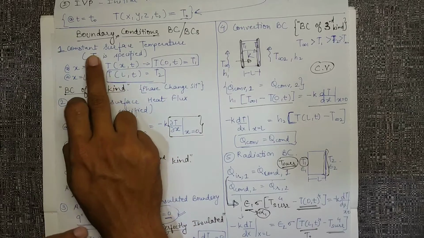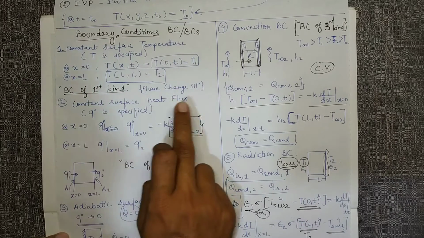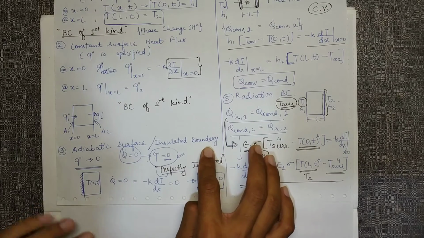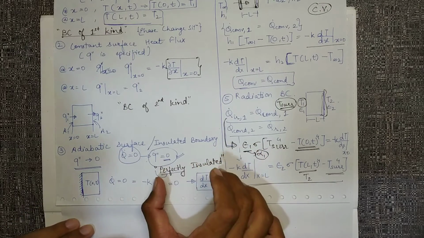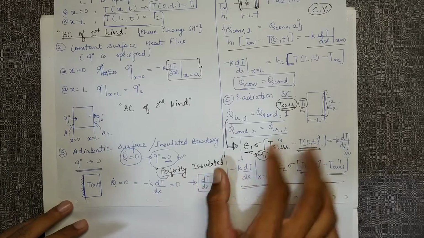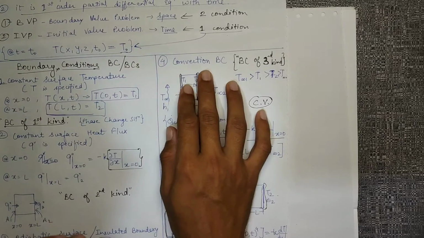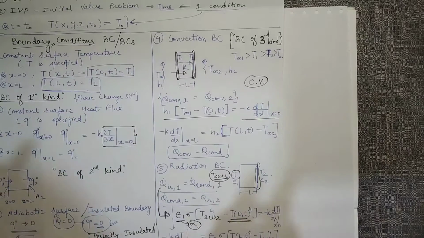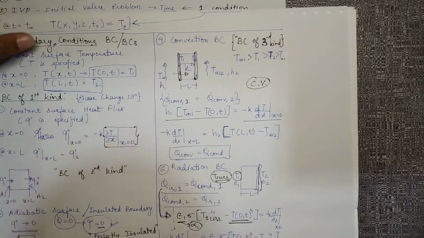The first one was constant surface temperature, constant surface heat flux. The third one was adiabatic surface or insulated boundary, or more perfectly we should write it as perfectly insulated. The fourth one was convection boundary condition. The fifth one was radiation boundary condition. Now there are two other important boundary conditions which are left, which we will continue in this video.